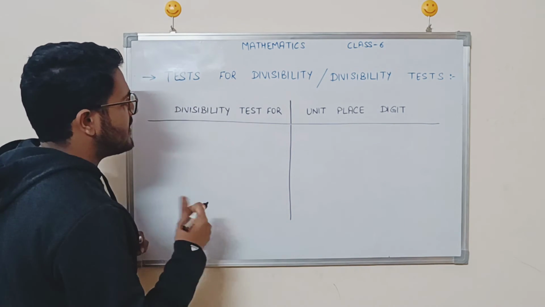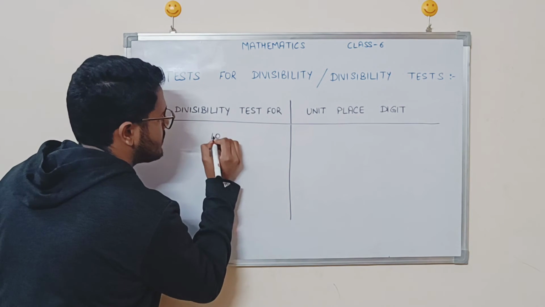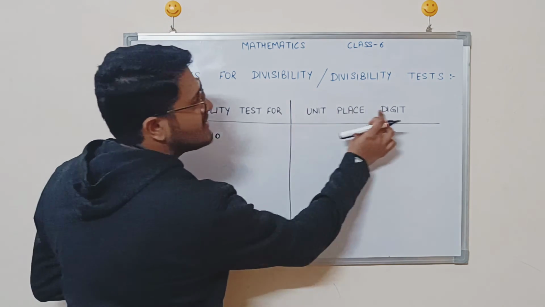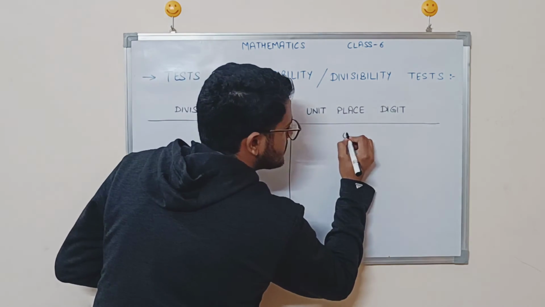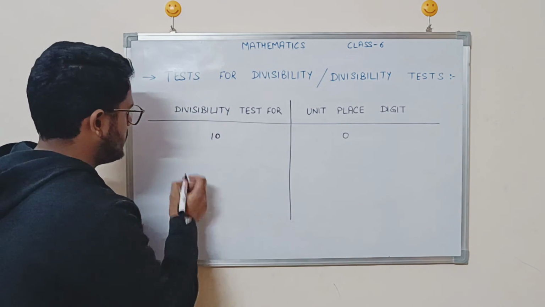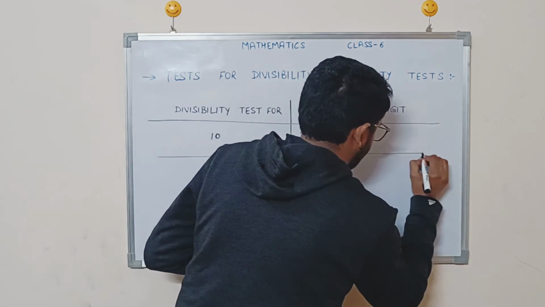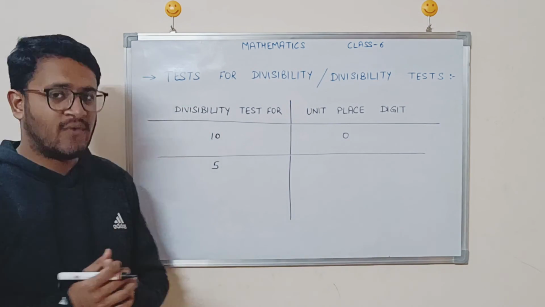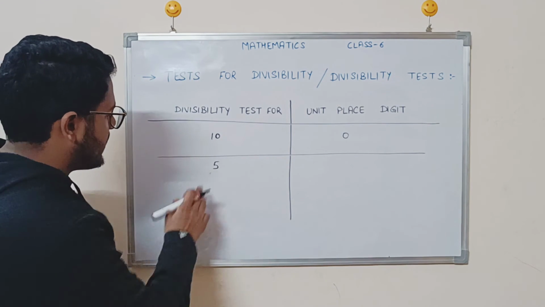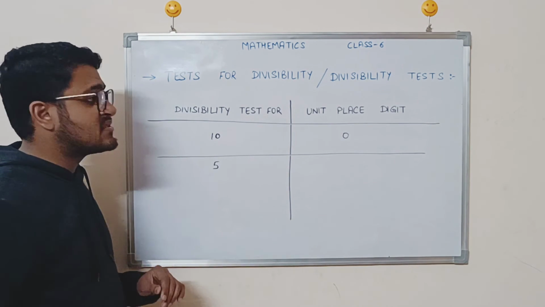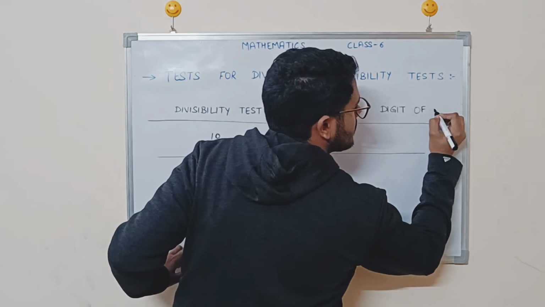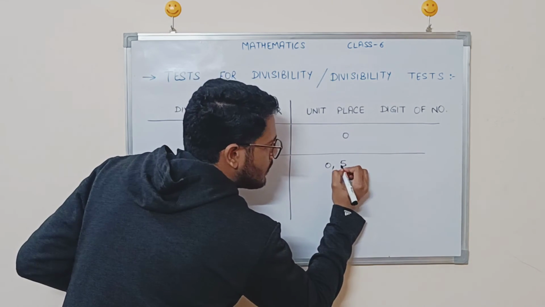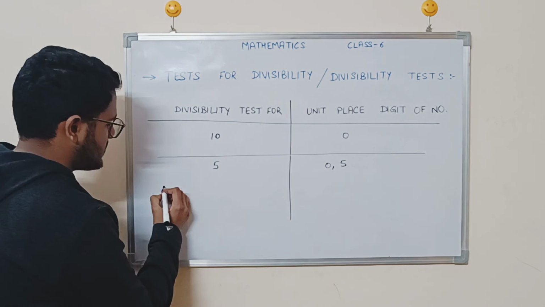Now let's summarize all the divisibility tests that we have discussed till now. First of all, we discussed the divisibility test for 10. A number will be divisible by 10 only if the unit place digit of that number is 0. After this we discussed the divisibility test for 5. A number will be divisible by 5 if the unit place digit of the number is either 0 or 5.